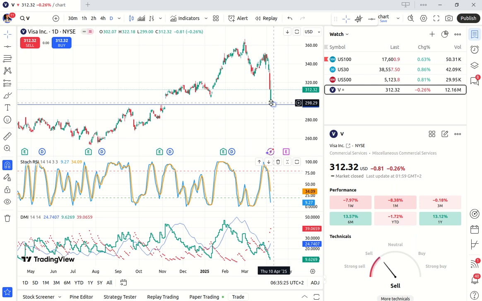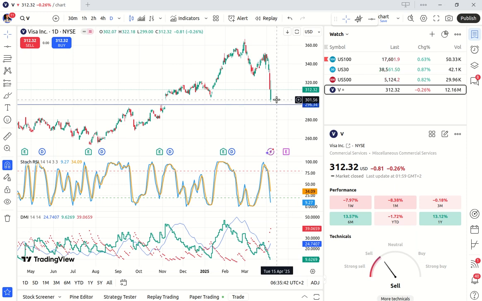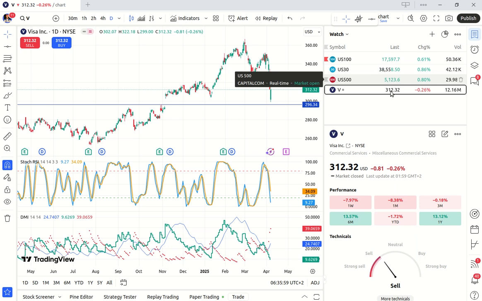So at this point, the price was above the 50-day moving average and the 200-day moving average, and you can see it had crossed the stochastic, and the stochastic had aligned with the DMI, and so at this exact price, this is the perfect price to buy. So Visa is a good buy. Visa is definitely a good buy.